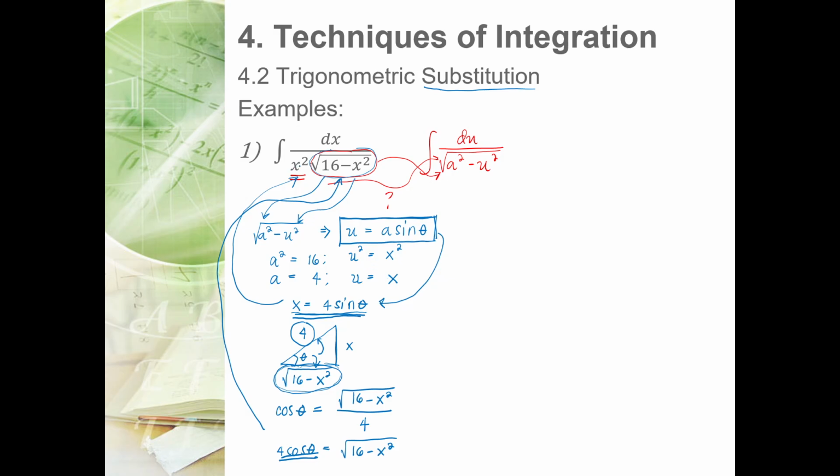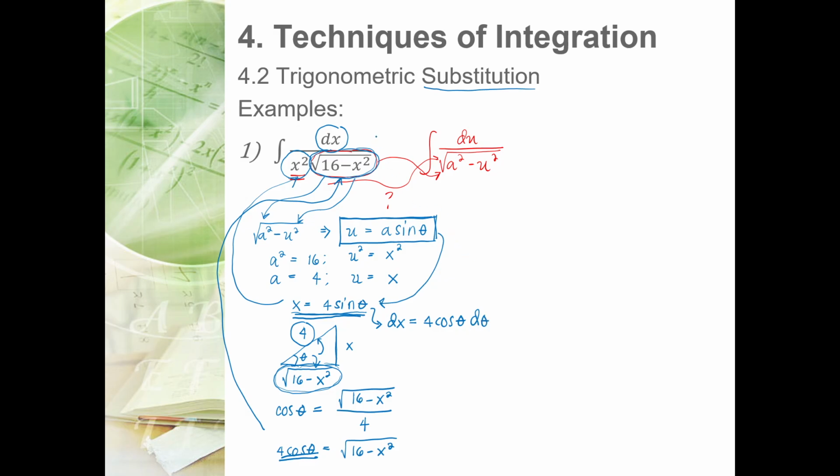So what's left for us to determine? Notice that we can replace x squared, and we can replace the square root of 16 minus x squared. What's left for us to do is to replace dx. Determining dx, of course, is from the formula. You derive the formula, so x becomes dx, which on the right side is 4 cosine theta d theta.